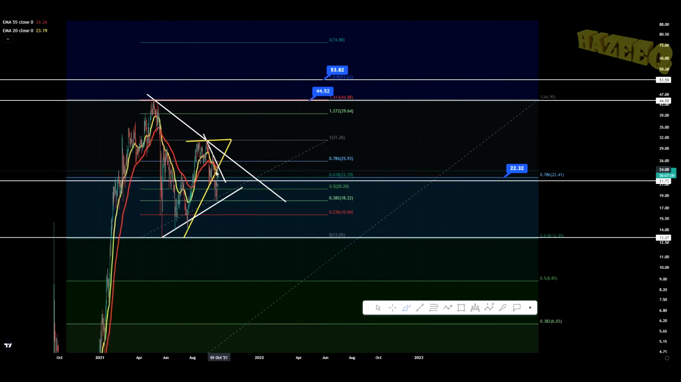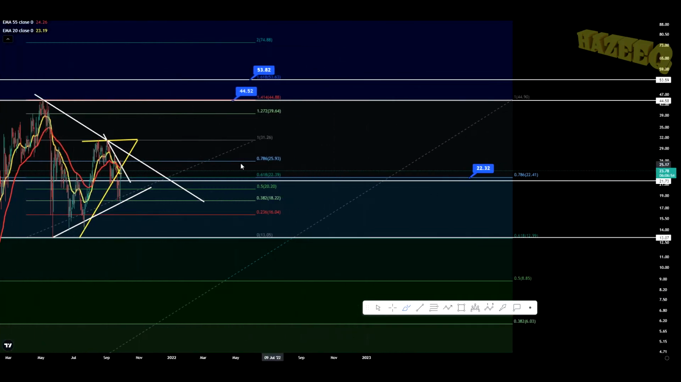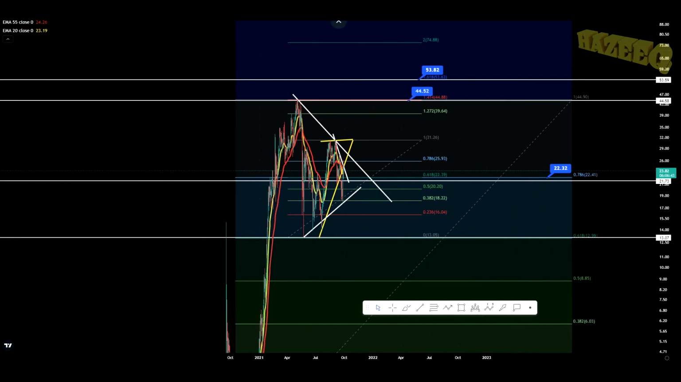And we do have several resistance and support trend lines over here. This $22.32 is a significant support level. If we lose that, you're coming back down to reach this 0.5 on the smaller fib, or you're coming back down to retest this support trend line. So yeah, that's pretty much it for the daily chart.